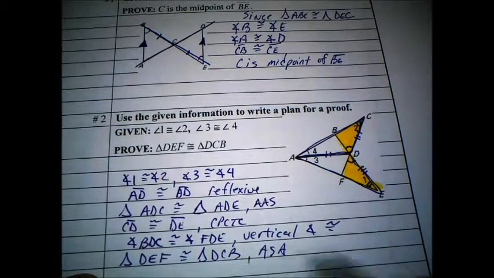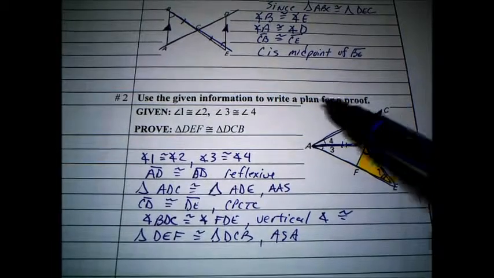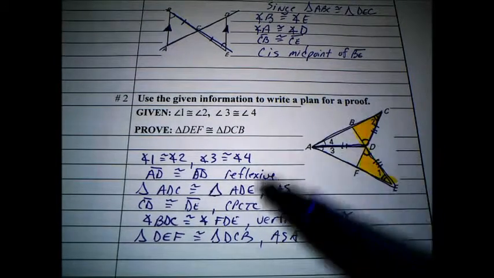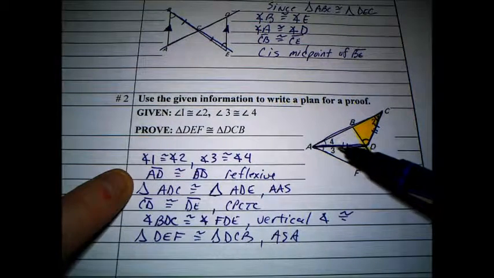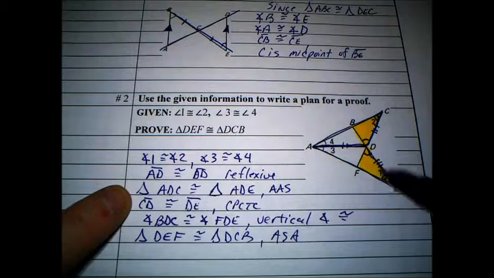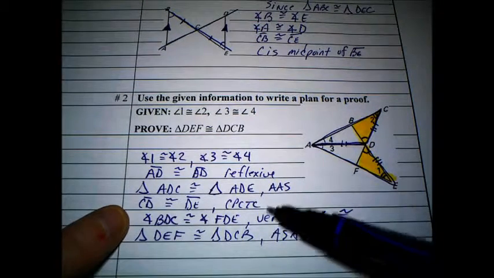This is not written as an actual two-column proof. It just says plan for the proof. So I would first have to prove these sides reflexive and the big triangles congruent, and once I have that part, I can say the pieces are congruent to each other by CPCTC, then vertical angles, and then the triangles are congruent.